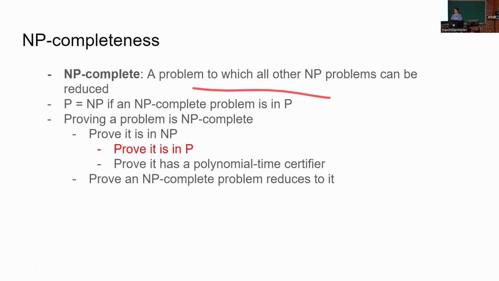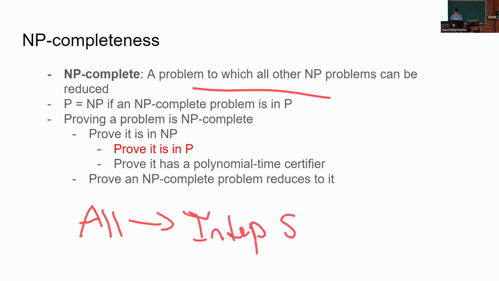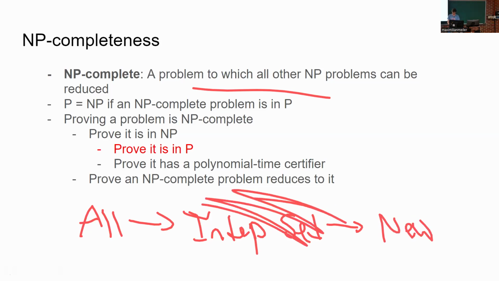NP complete is a problem to which all other problems can be reduced. So if all problems can be reduced to independent set, and you prove that independent set can be reduced to your new problem, then that means all problems can be reduced to your new problem, and therefore it's also NP complete. So that's how you want to do it. Yes, you have to do it in that direction.